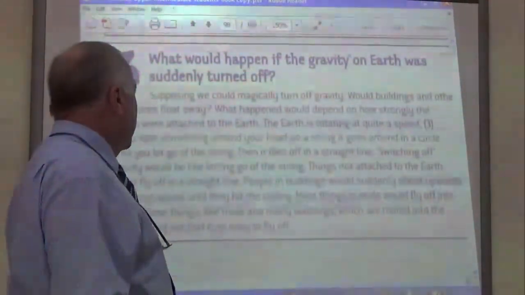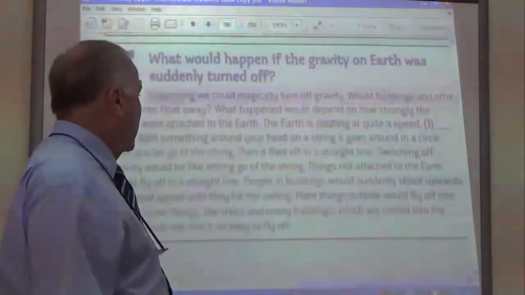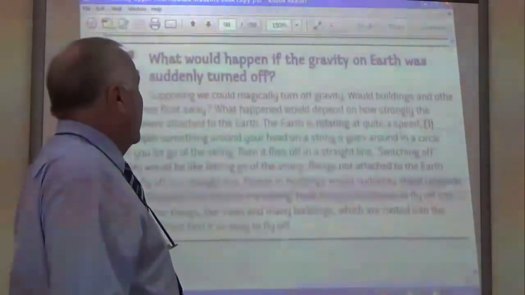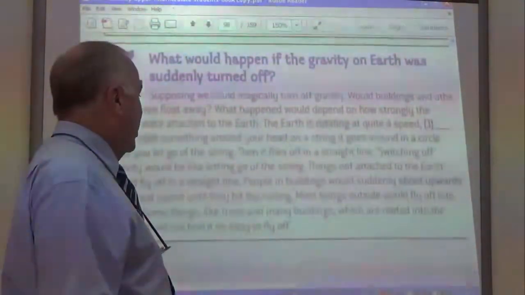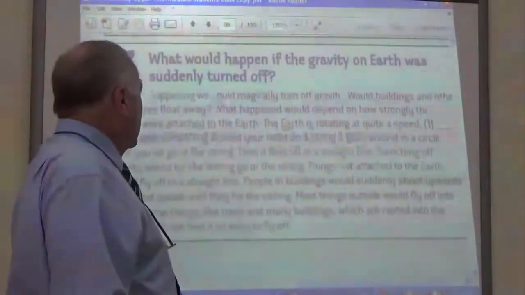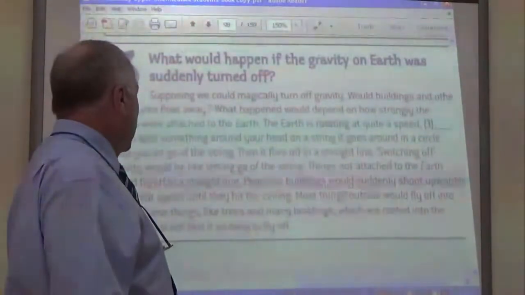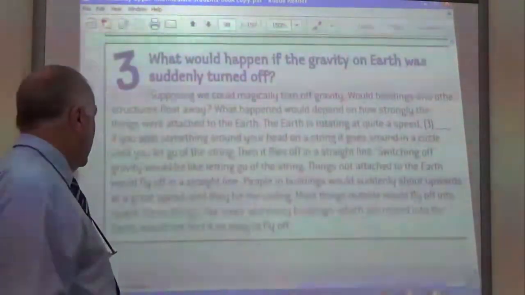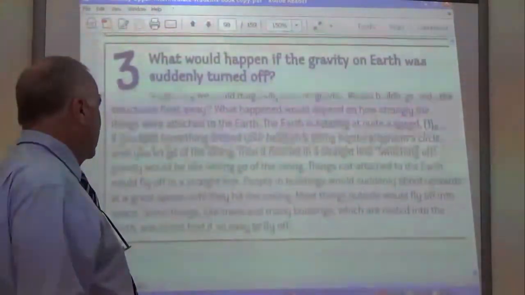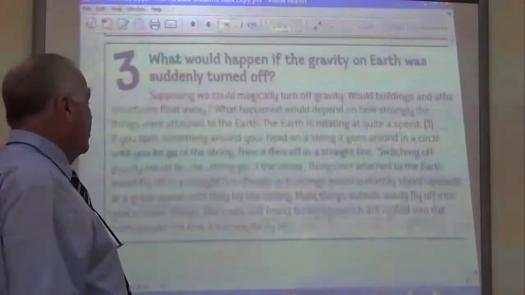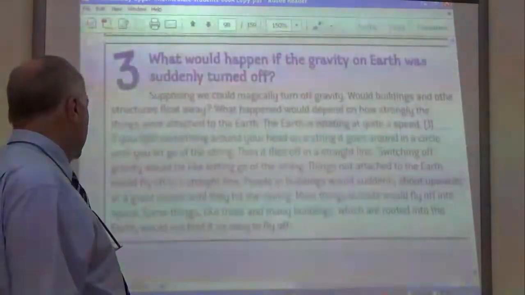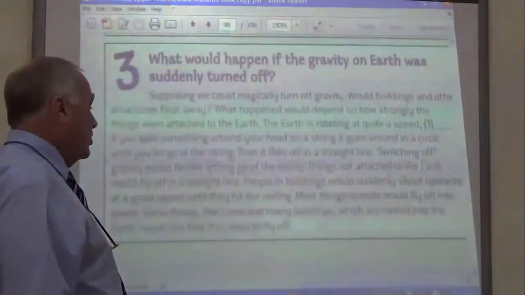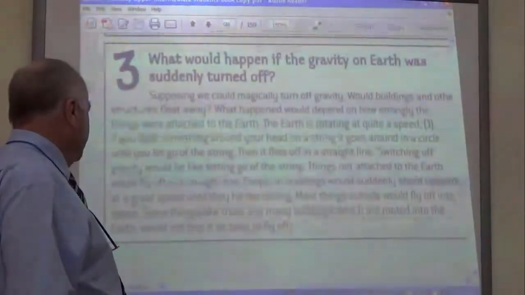If you could spin something around your head on a string that goes around in a circle until you let go of the string, then it flies off in a straight line. Switching off gravity would be like letting go of the string. Things not attached to the Earth would fly off in a straight line. People in buildings would suddenly shoot upwards at a great speed until they hit the ceiling. Most things outside would fly off into space.